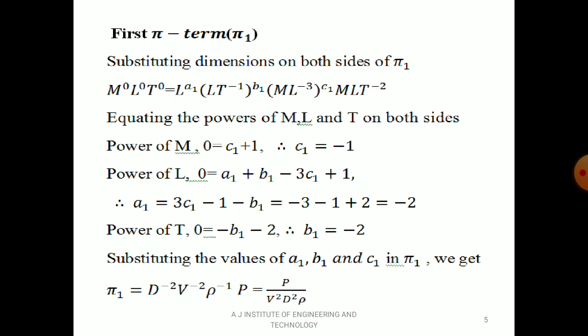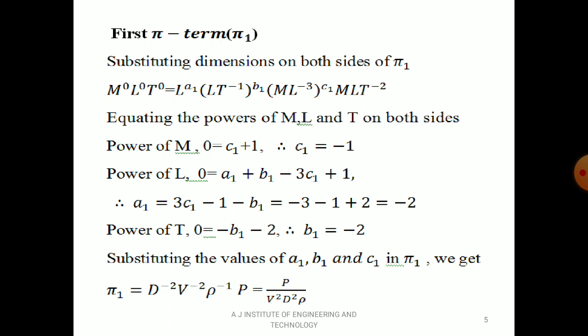Then equating the powers of m, l and t on both sides. Let me start with equating the power of m. We can see m to the power 0 on the left hand side, so power equal to 0. On the right hand side we have m to the power c1 and m to the power 1. So 0 equal to c1 plus 1, therefore c1 equal to minus 1. Then equating the power of l: l to the power 0 on the left hand side. On the right hand side we have l to the power a1, l to the power b1, l to the power minus 3c1, l to the power 1. So I get the expression 0 equal to a1 plus b1 minus 3c1 plus 1. Therefore a1 equal to 3c1 minus 1 minus b1.